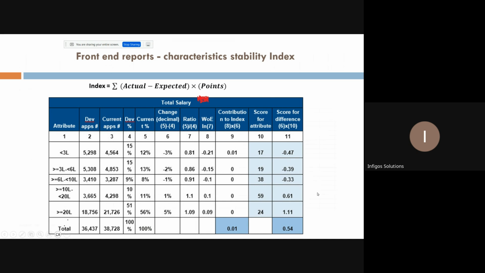On the other side, if you multiply the difference by the points for that particular attribute, you will get a score. So the catch is either you are differing on the score or differing on the index. You need to calculate both. Are you with me? Any question?